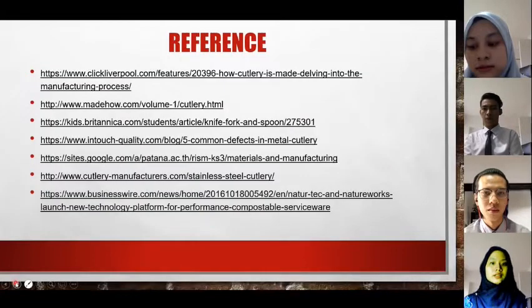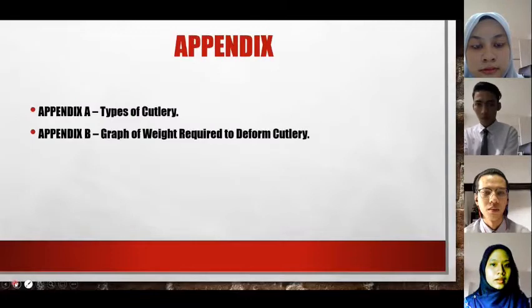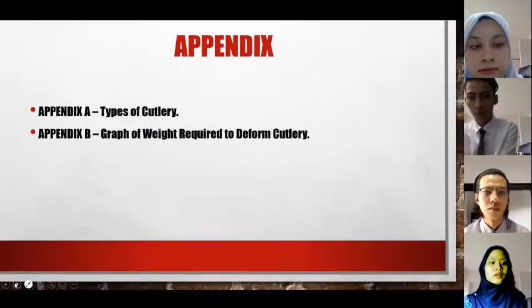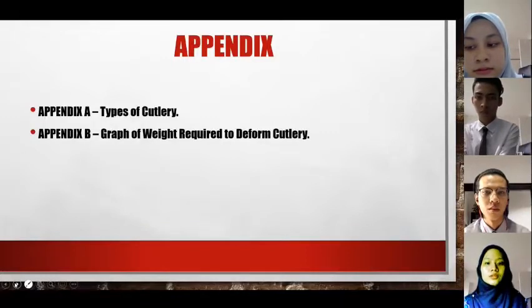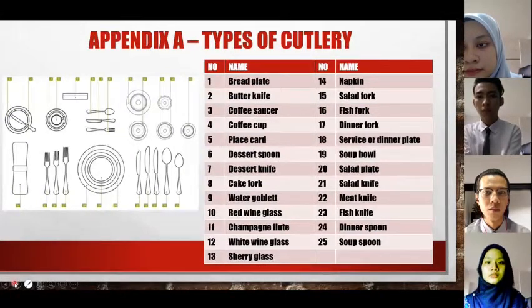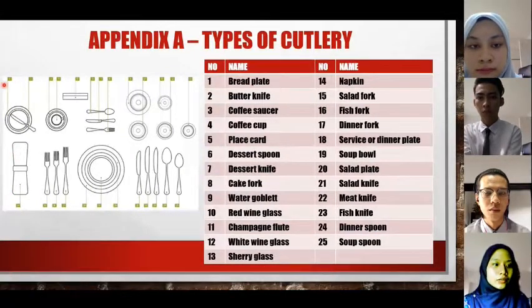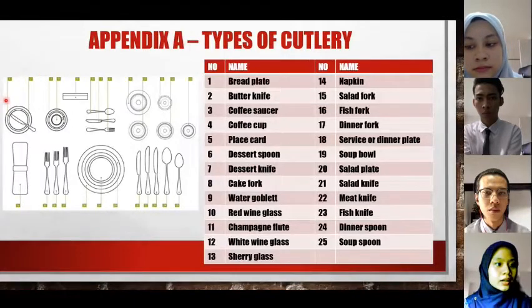So next, here are the references we used to make this slide. And in the appendix, we have two: first, appendix A, types of cutlery, and second, appendix B, graph of weight required to deform cutlery. Okay, first, appendix A, types of cutlery. Here we got some numbers. It's quite blurry, but it's okay. The numbering is ascending from left to right.